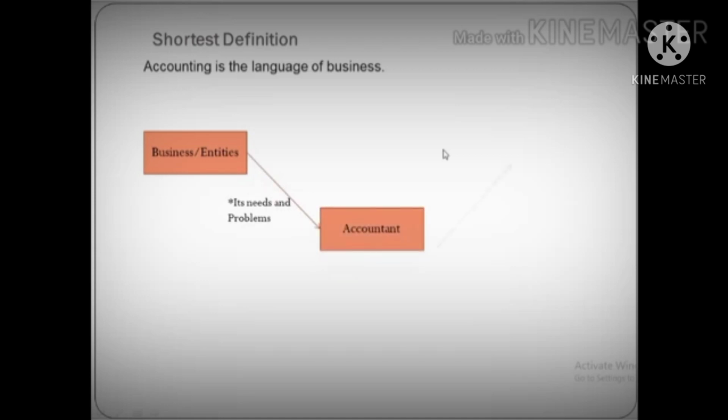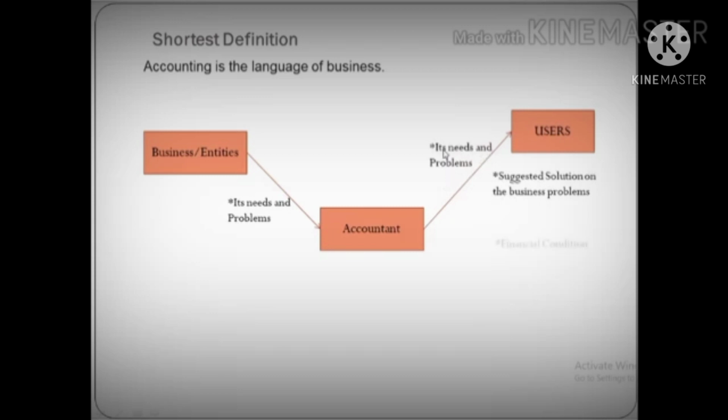The accountants will then communicate these business problems to the users of information, plus the suggested solutions to the business problems, as well as the financial condition of the entity and its financial performance. So that's it for the fourth definition.